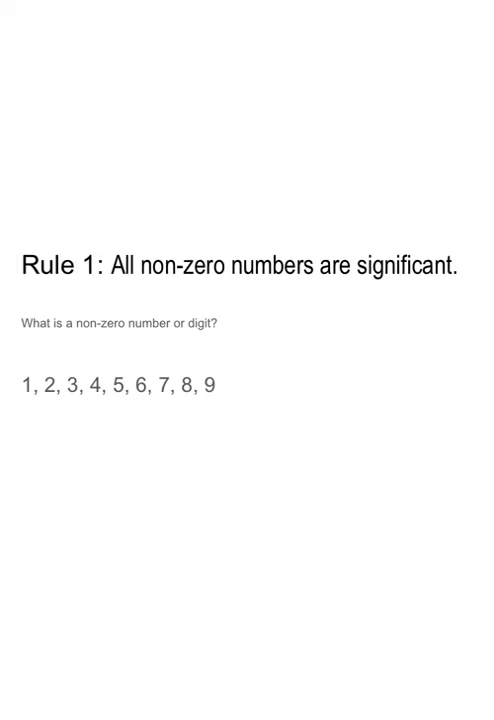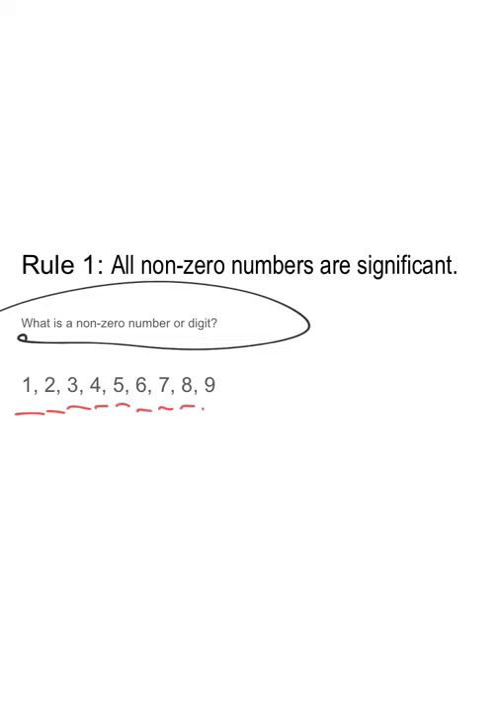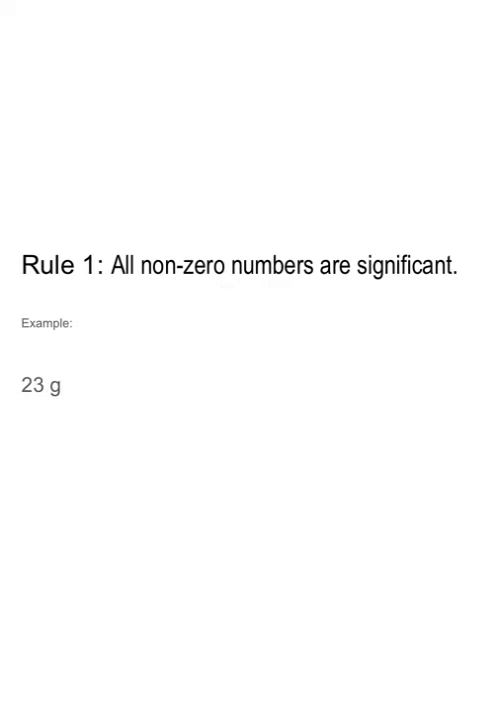values. The first rule that we're going to look at is all non-zero numbers are significant. So you might ask, what is a non-zero number? Well, I'm sure that you could figure that out. Our non-zero numbers are 1, 2, 3, 4, 5, 6, 7, 8, and 9. All of those numbers are going to be classified as significant. For example, here we have a measurement of 23 grams. 2 is not 0, 3 is not 0, so here we have two significant figures.